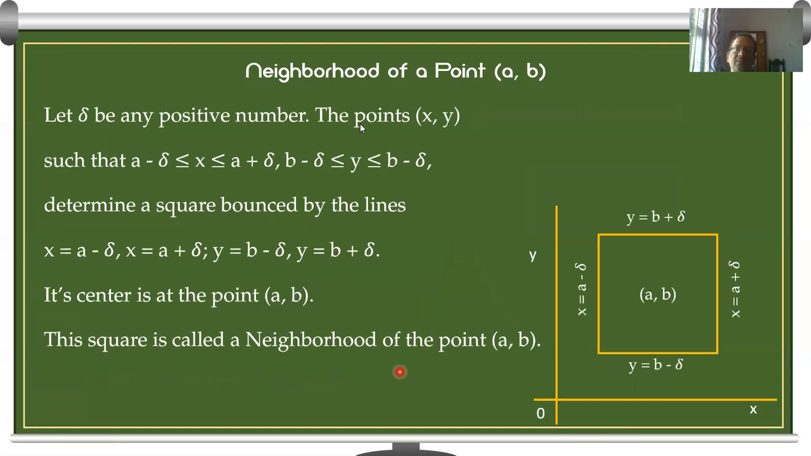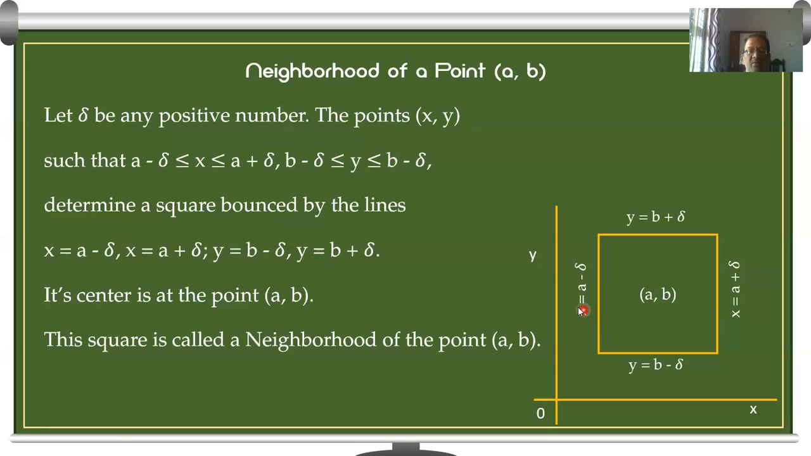Now after that, I am taking the neighborhood of a point (a, b). I am taking the xy plane, the x-axis, the y-axis, and this is the origin. In the xy plane, I am taking one point here. (x, y) is any one point. x is a value in between these two.